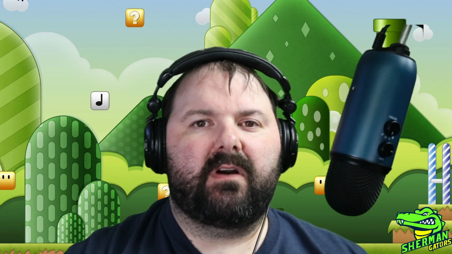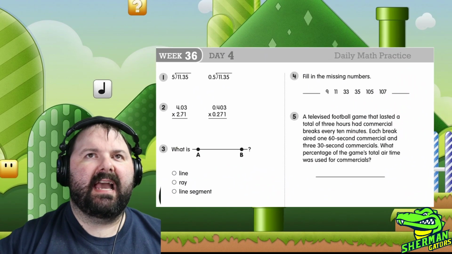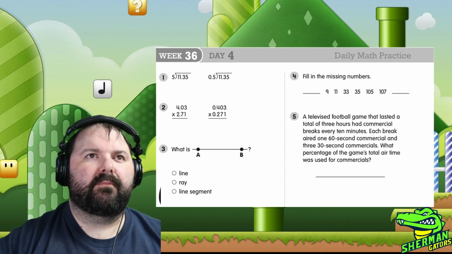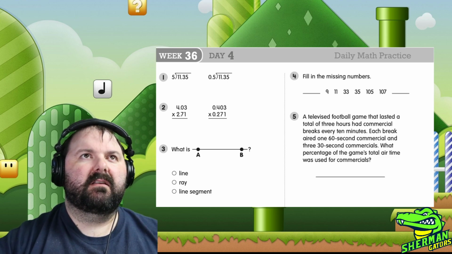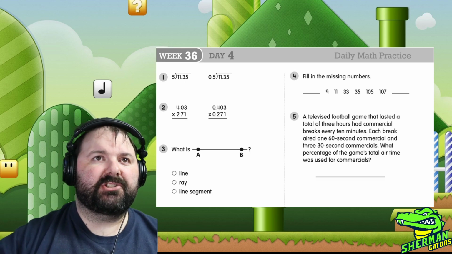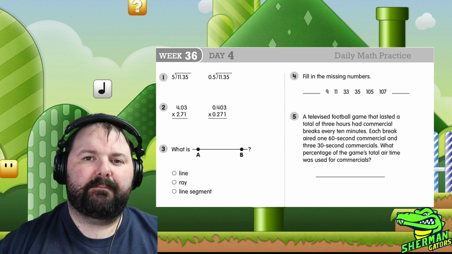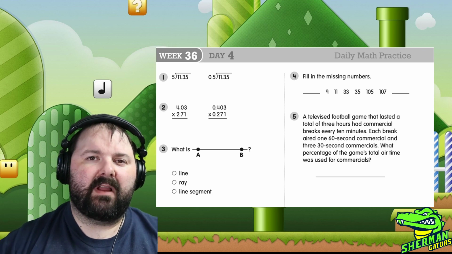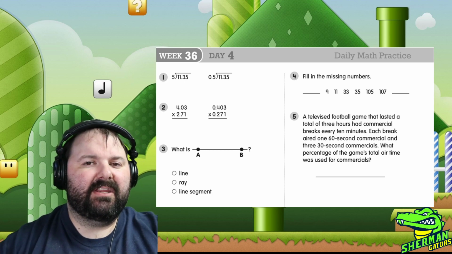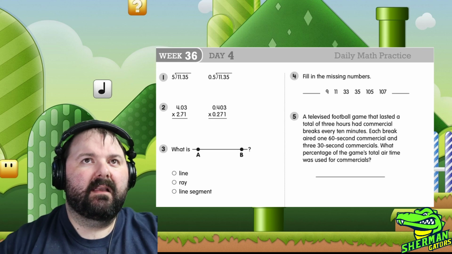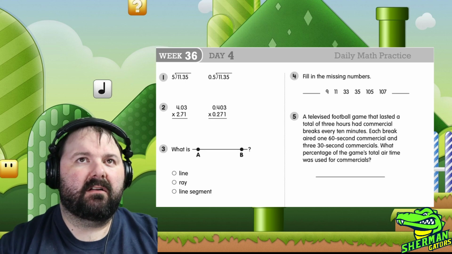Now, let me move on to our math lesson for today. First off, as always, we have our daily math practice. On number 1, we are doing some simple division. Number 2, we are doing some multiplication. Number 3, we are talking about what A to B is. Is that a line, ray, or a line segment? If you remember from a few weeks ago what it is, then you'll be able to know that pretty easily. Number 4, we are analyzing what the missing numbers are.